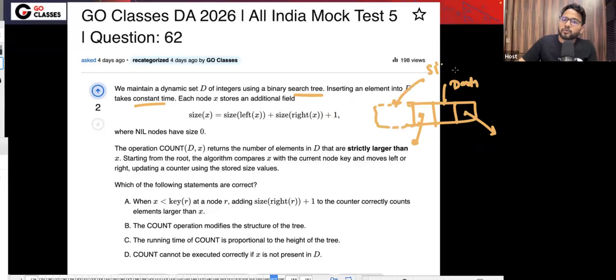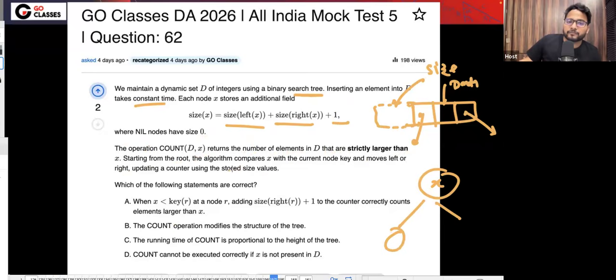And how do we calculate the size? It will be left size plus right size plus one, and nil nodes have zero size. The operation count(D, x) returns the number of elements in D that are strictly larger than x. So let's suppose you want to find out how many elements are strictly larger than this x in this D. Starting from the root, the algorithm compares x with the current node key and moves left or right, updating a counter using the stored size value.